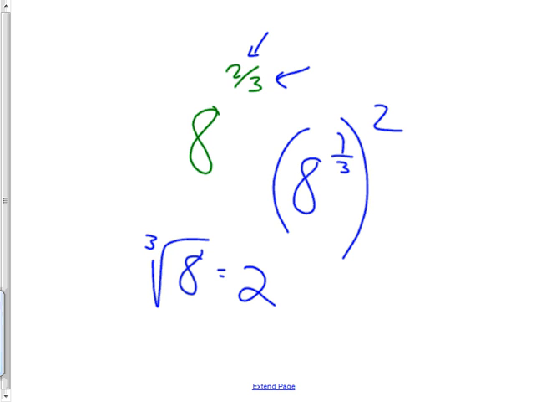Why don't I just stop there? Because this part is 2, and then that says to square it. So the answer would come out on this one, 2, 4. Who had a 4 before I said it? Okay, good. Let's do one more like that.